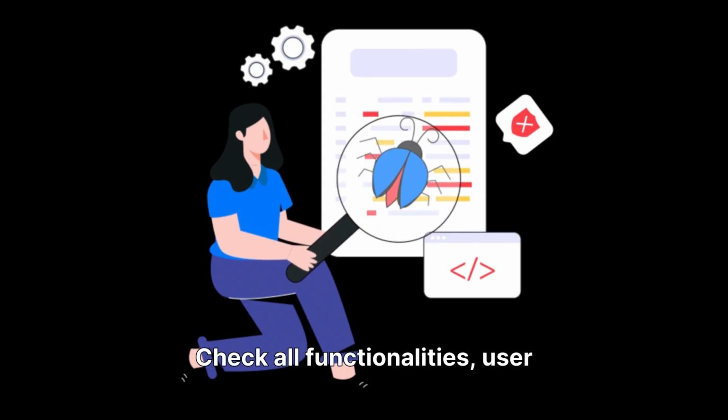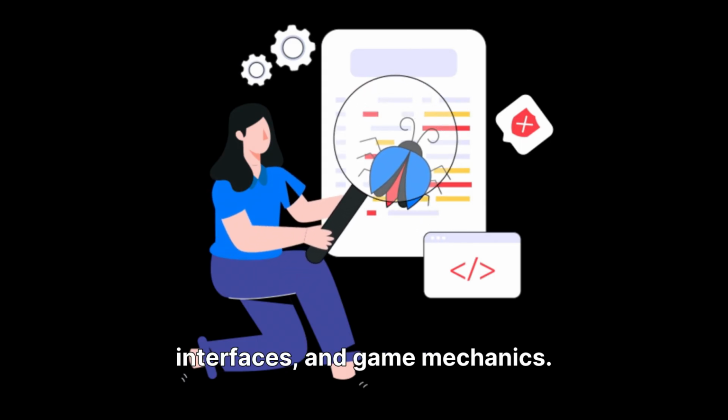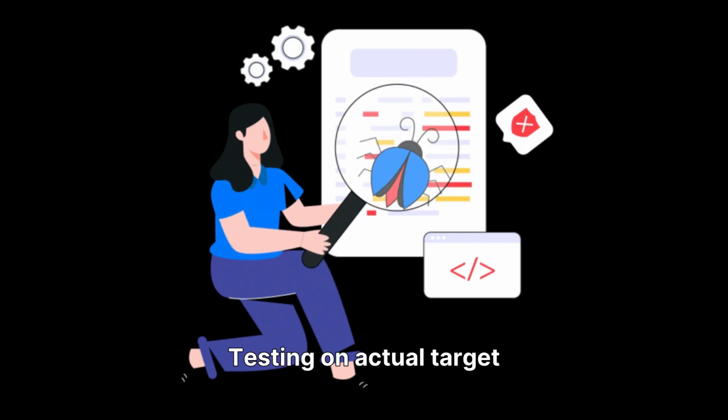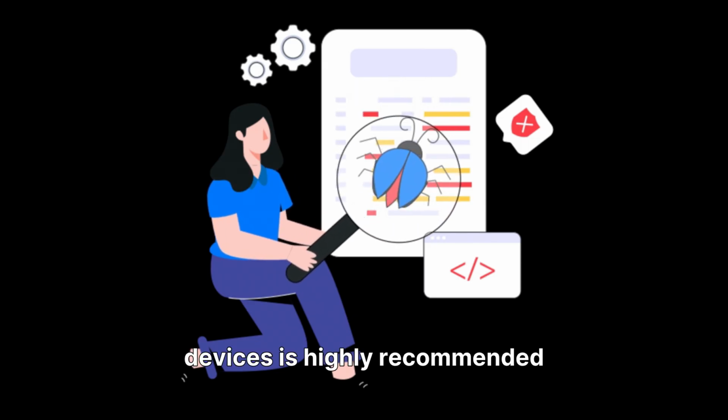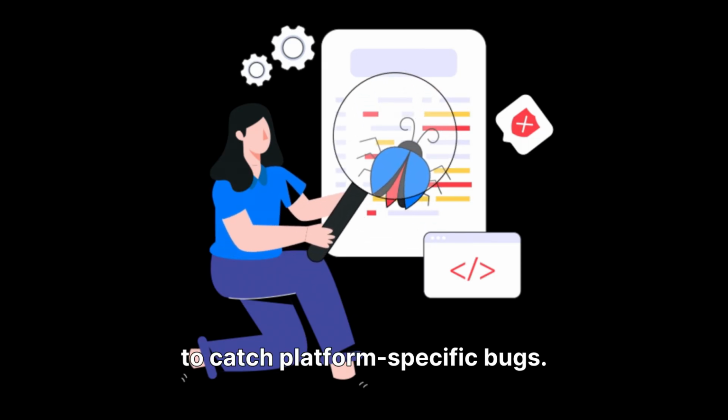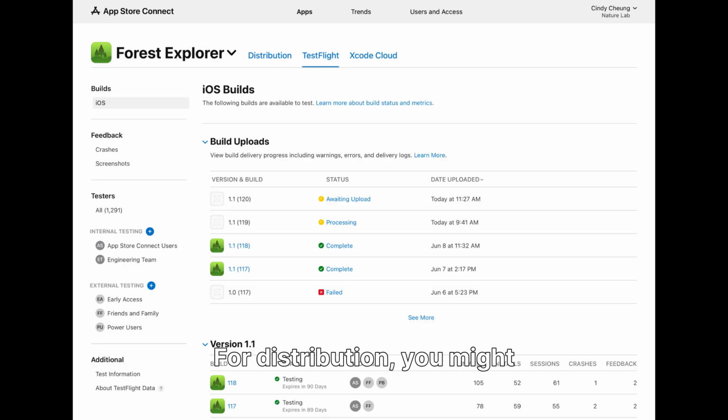Check all functionalities, user interfaces, and game mechanics. Testing on actual target devices is highly recommended to catch platform-specific bugs. For distribution, you might need to package your build further, especially for app stores or specific deployment scenarios. Simply having the executable might not be enough.